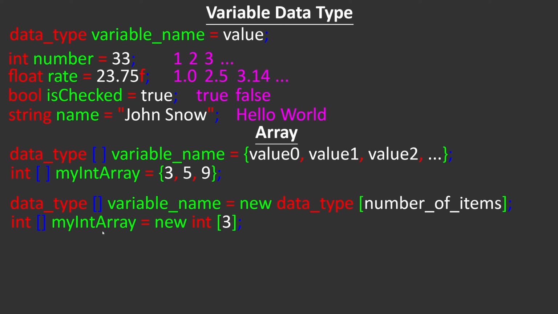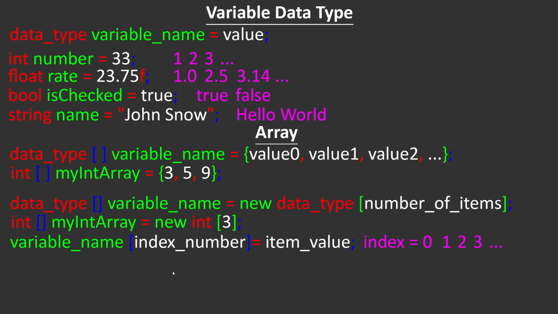Here we have int, which is the type of the items in the array, and then the name of the array, myIntArray. Then new is the keyword that indicates that a new array will be created, and it needs the type of the items in the array, which is int, and how many items are in the array, which is in this case 3. Here we should define the number of items in the array, which in this example is 3 items.